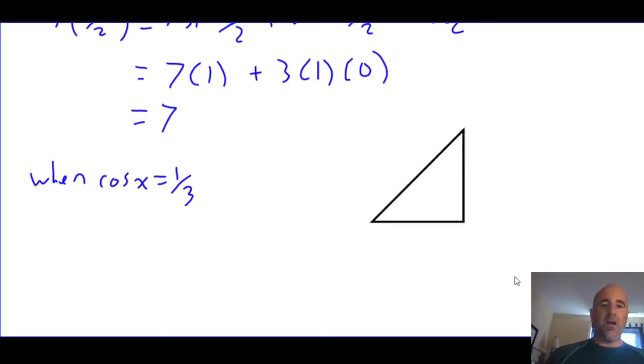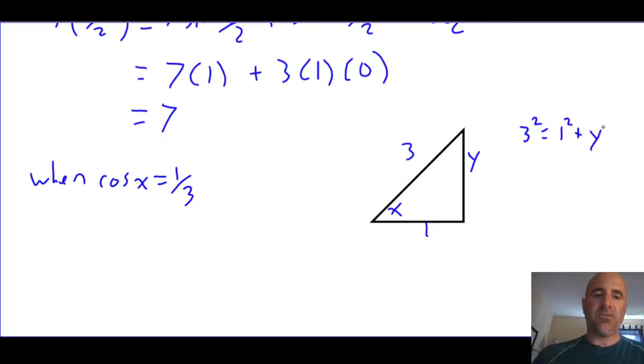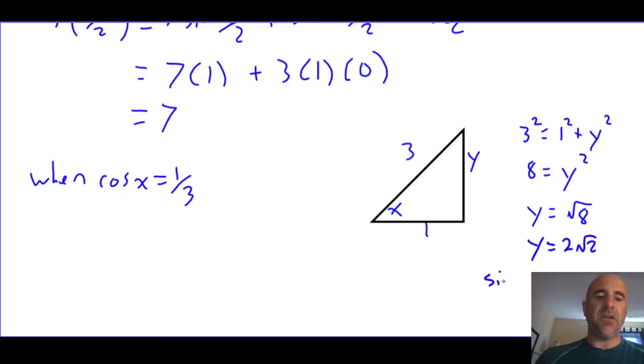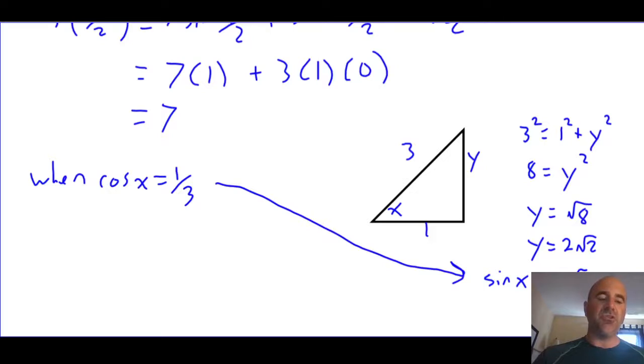So between 0 and 2 pi, I know that if cosine of x is 1/3, then that's like having 1, 3, and then I can actually solve for this missing side, which I'll call y. 3 squared equals 1 squared plus y squared. That gives me 8 equals y squared. So y is the square root of 8, which reduces to 2 root 2. More importantly, I know that sine x is equal to 2 root 2 over 3. So when cosine of x is equal to 1/3, it means that sine of x must be 2 root 2 over 3, even if I don't know exactly what x is.